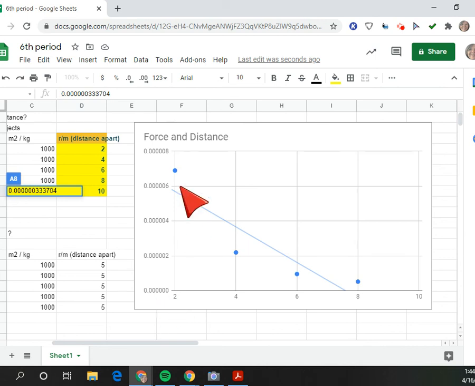The first thing you want to look at is there's definitely a negative relationship. So as the distance increases, the force goes down. As the distance decreases, the force goes up. So we're going the opposite way, right?